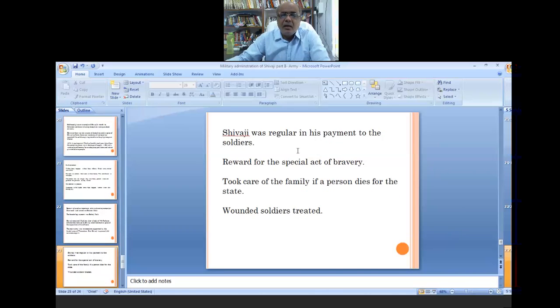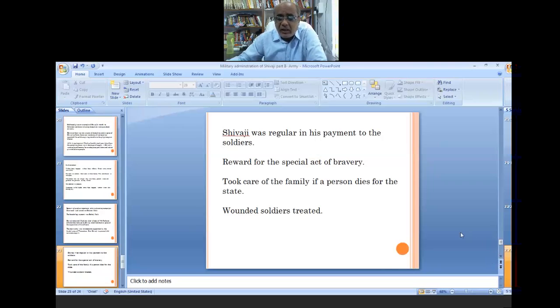He was regular in the payment to the soldiers. He also rewarded any soldier for any exceptional act of bravery shown by the soldier during the time of war. In case a soldier dies in the service, Shivaji ensured that his family is taken care of. The wounded soldiers are treated by the state.